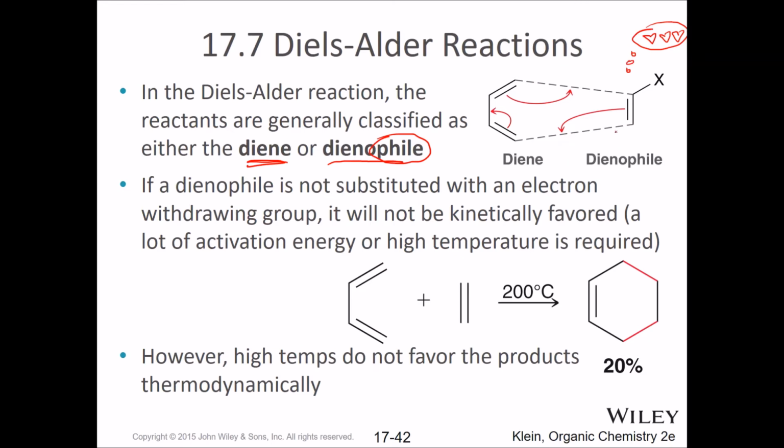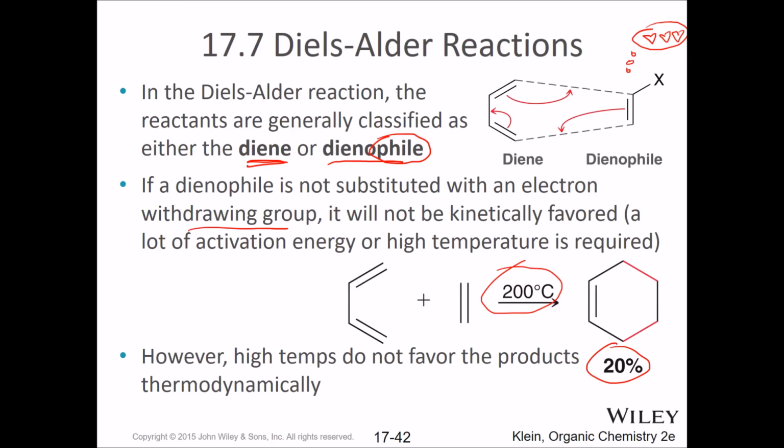So the dienophile is this one right here, and the diene, of course, is this one. If the dienophile is not substituted with an electron withdrawing group, it's not going to be kinetically favored. It's going to take a lot of activation energy. High temperature is required to make this reaction go forward, and obviously if you go too high, we're going to break this thing apart. So it's a problem. It can work at about 200 degrees Celsius, but even at 200 degrees Celsius, it's 20%. Anything higher than that, and we're not going to get a significant reaction.